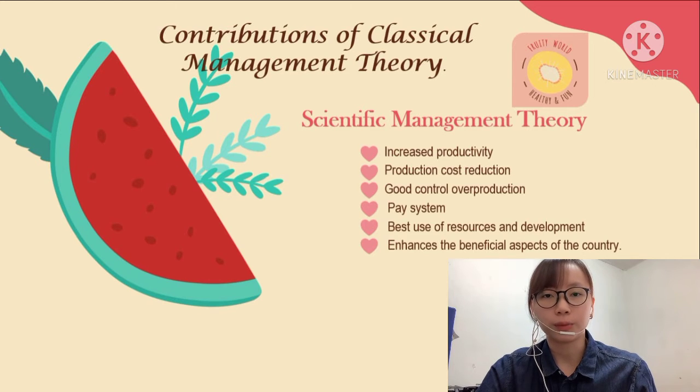For the contributions of scientific management theory, it helps increase production by using modern machines and tools, by planning and controlling, and by optimal use of resources. Second, it seeks to minimize the cost of production, which enables business firms to increase profits. It can control overproduction well. Employees become experts in their fields as they repeat the same jobs.